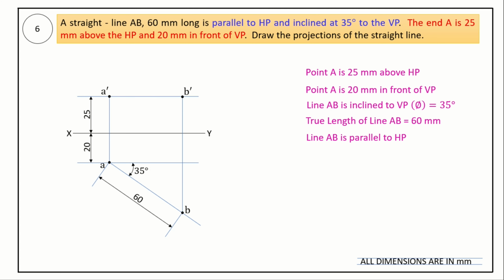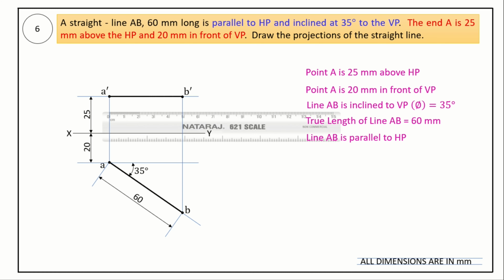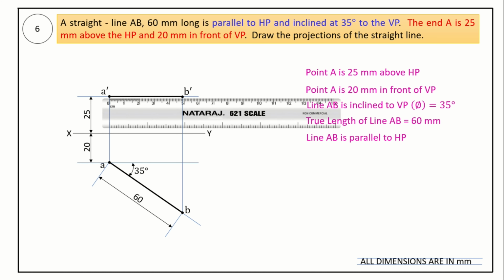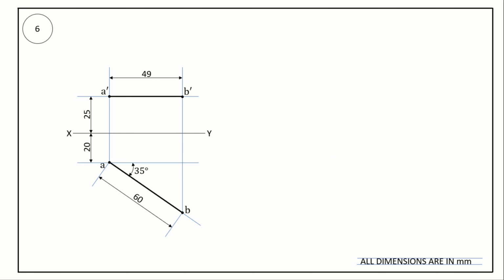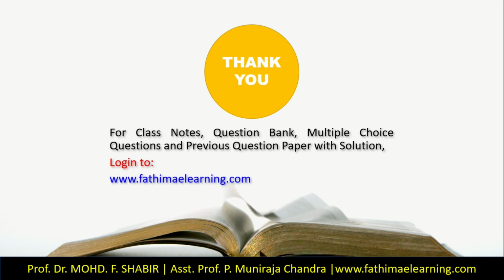Now, here AB is the top view, A'B' is the front view. Darken the answer AB, A'B'. Now, here the length of the front view, that is A'B', is equal to 49 mm. So, the front view length of line is equal to 49 mm. So, here the top view shows true length and the front view shows apparent length. So, this is the answer for the given question. Thank you. Wish you all the best.